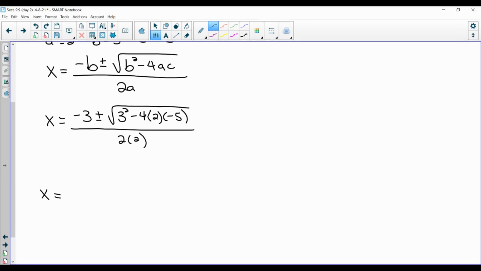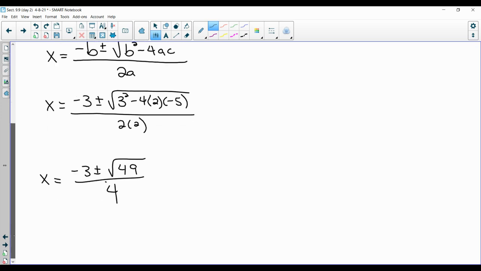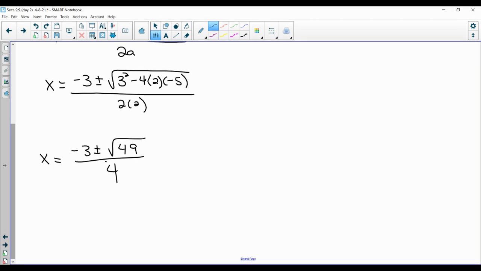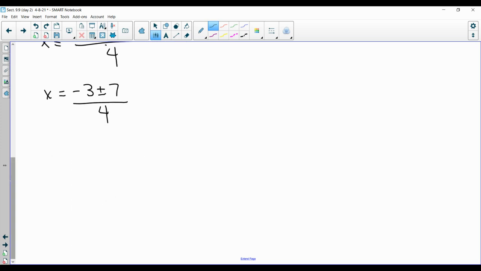And so now we rewrite this as -3 plus or minus the square root of 49 over 4. Now you test what is the square root of 49. If it's a whole number or if it's a decimal, that kind of tells us how we go about the rest of it. The square root of 49 is 7. So now I got -3 plus or minus 7 over 4. Now you're either gonna get a whole number or a fraction. You shouldn't have any decimals if the square root is a whole number.